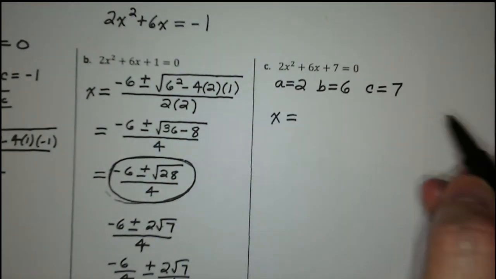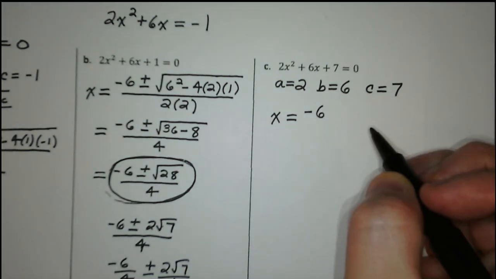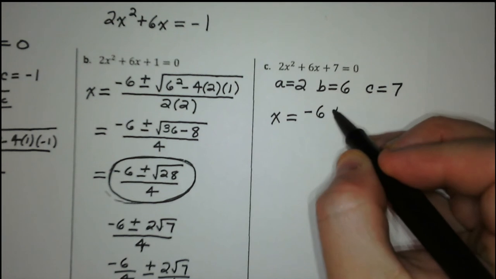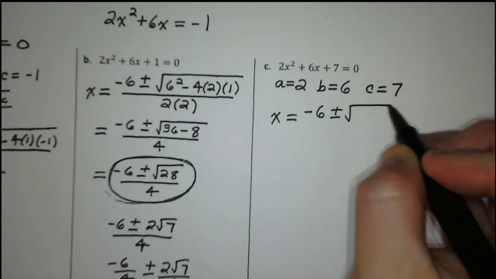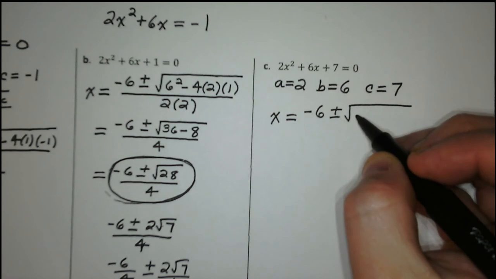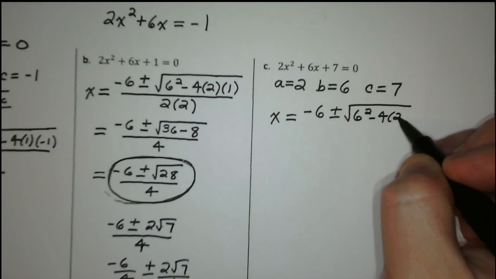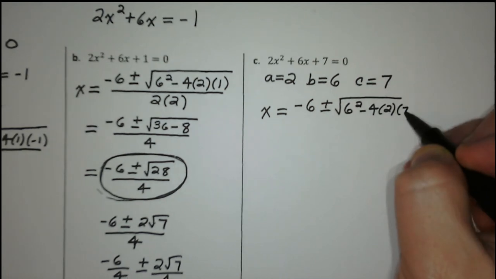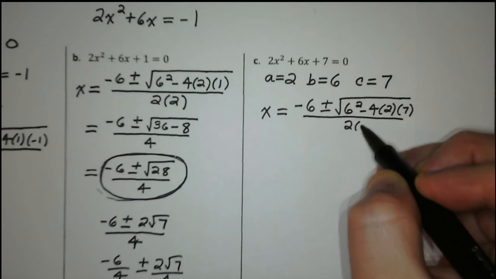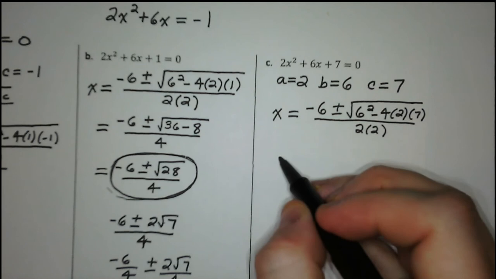And so my formula: the opposite of b, negative b, b is just 6, that negative is a part of the formula, plus or minus the big square root of b squared minus 4 times a times c, all over 2a. I know, nasty, but it is what it is.